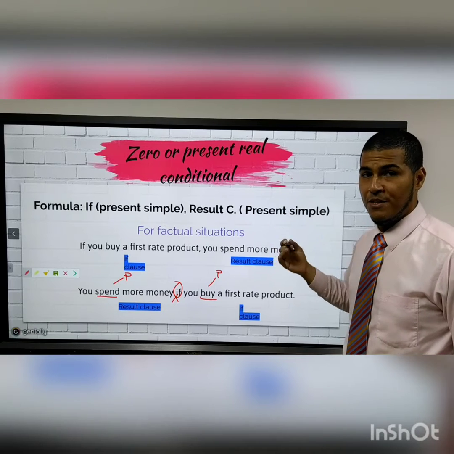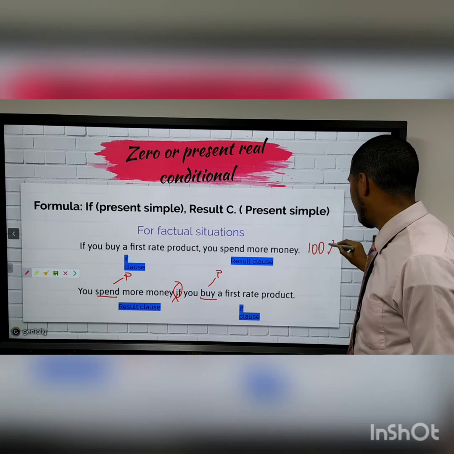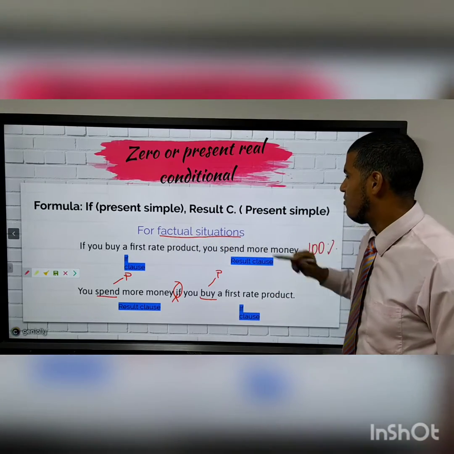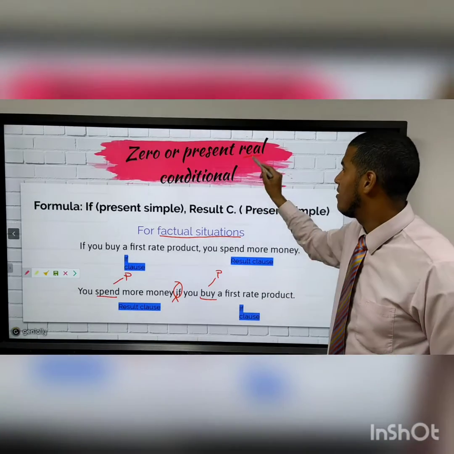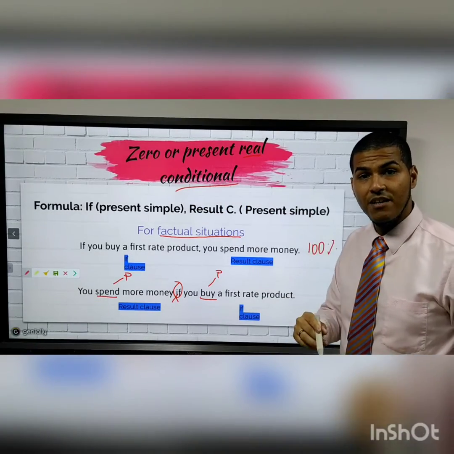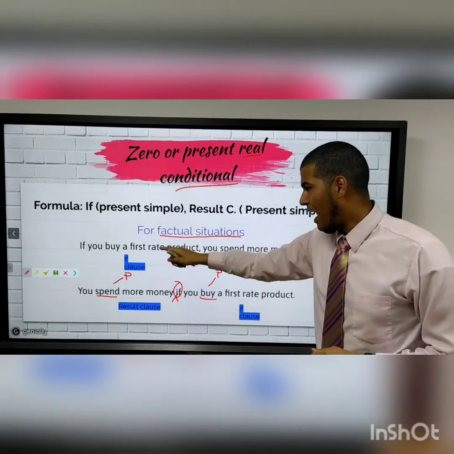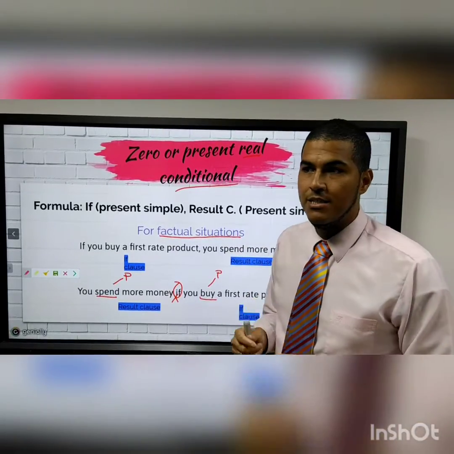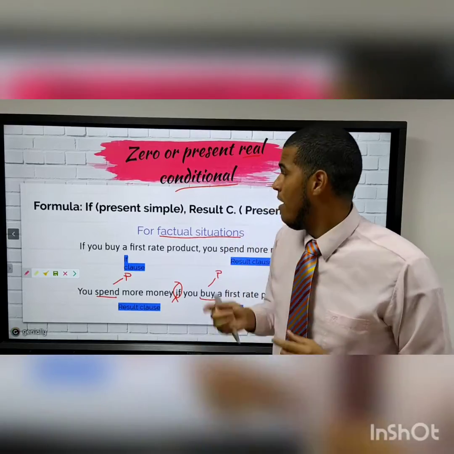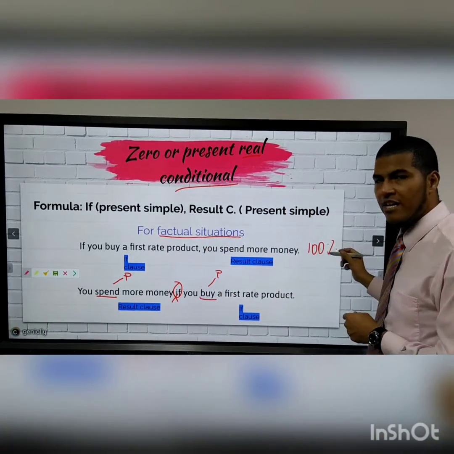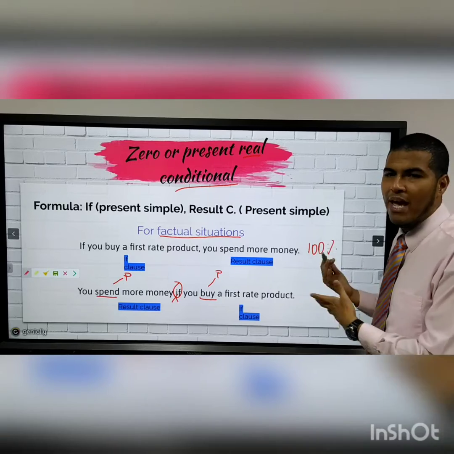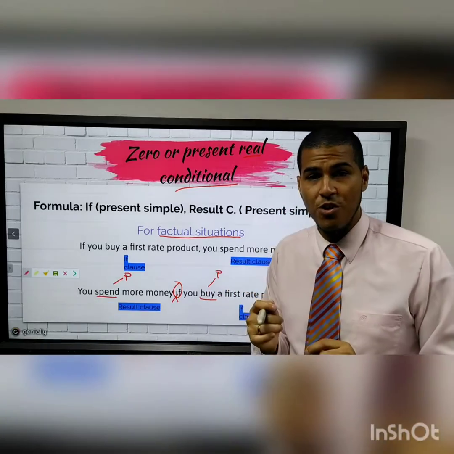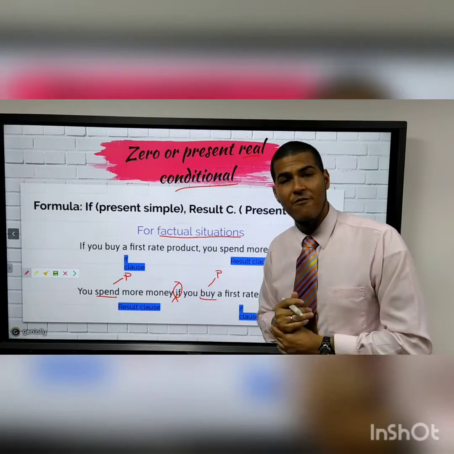The person who is using this conditional is 100% sure that this is going to happen. For that reason, they are called factual situations. And for that reason, it is called real conditional. Because it's something verified. If you buy a first-rate product, a good product, you spend more money. Why? Because it's a product of quality. So the person who says this is 100% sure that they will spend more money. The person that says this is completely sure that you spend more money if you buy a first-rate product.